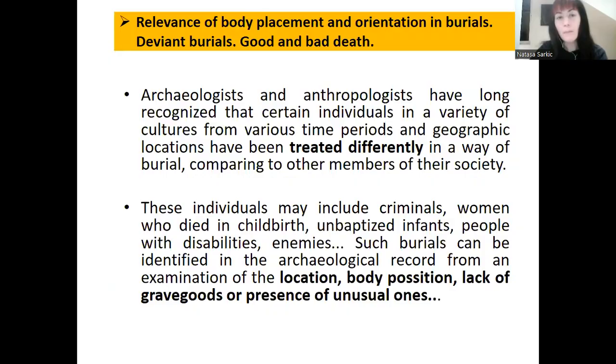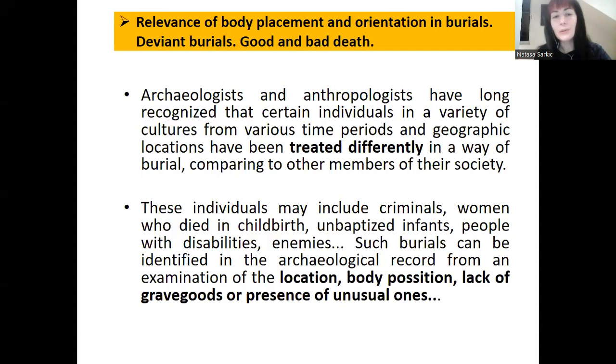Since a long time ago, archaeologists and anthropologists have noticed and recognized that there are some individuals that, for some reason, are different, treated differently in the way of burial. Of course, we cannot really say how they were treated in their life, but we can see that the way they were buried was different. And not in high-ranking terms, like, oh wow, he has so much jewelry with him, but the opposite, like, okay, this individual was buried in some weird way.